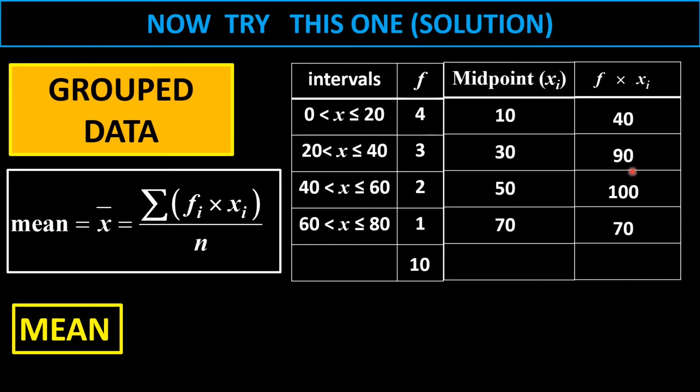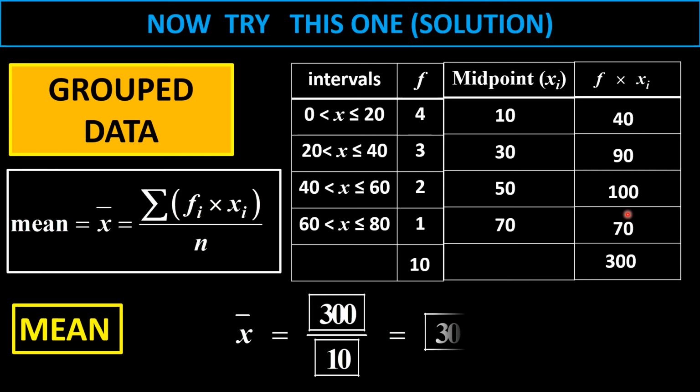That is 130, and 100 is 230, and plus 70 is 300, right? I've just chosen numbers that are easy for you to do without using a scientific or any type of calculator. Now you find that the sum is 300, and now it's just the sum divided by 10. 300 divided by 10 is equal to 30. So the mean here is 30.